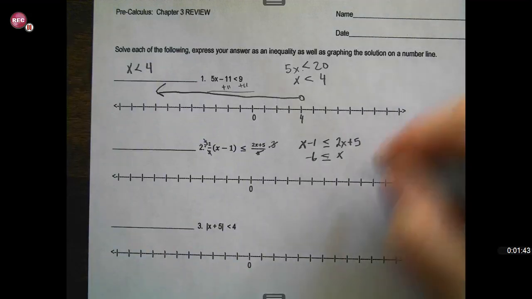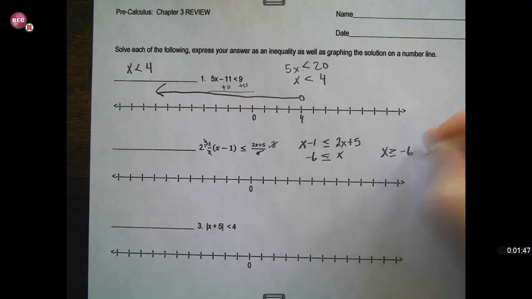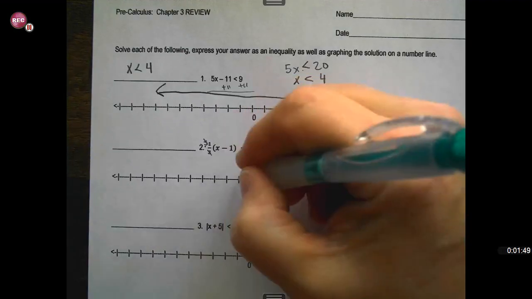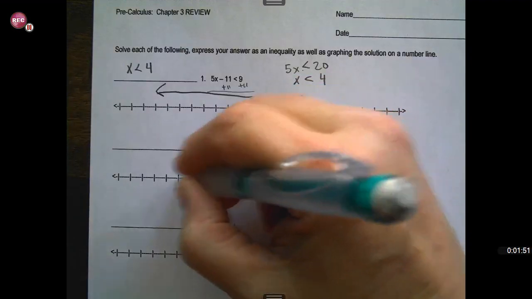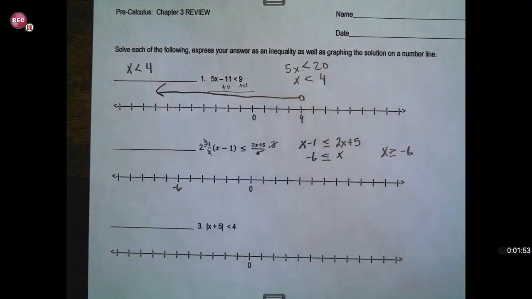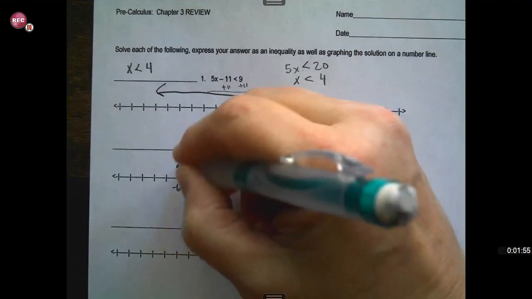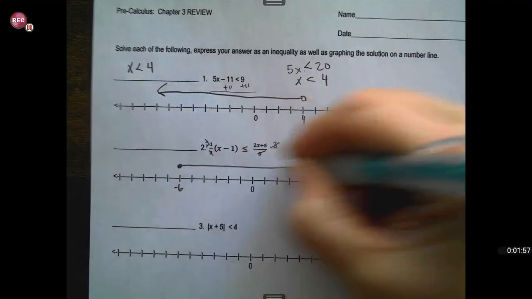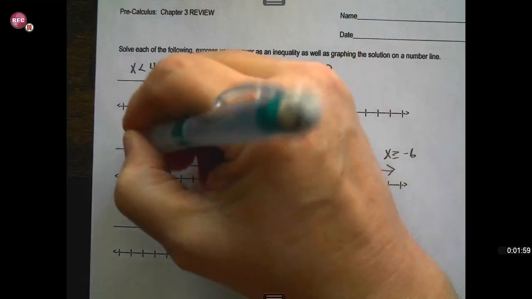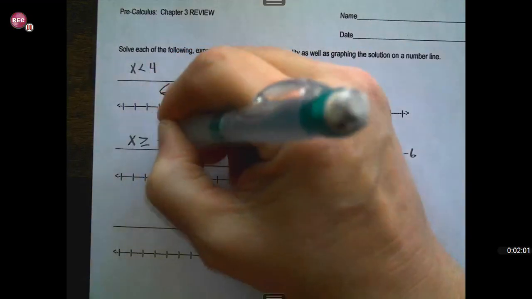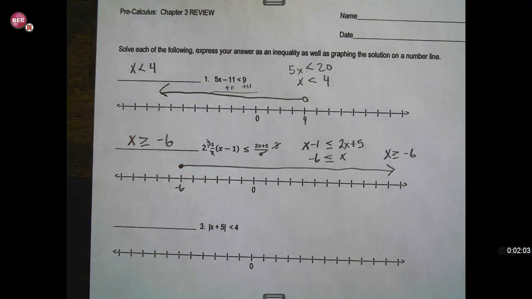And then you know how I am, I prefer x is greater than or equal to -6. So 1, 2, 3, 4, 5, -6 would be here. And that'll be a closed circle headed this way. And x is greater than or equal to -6 is the answer on that one.